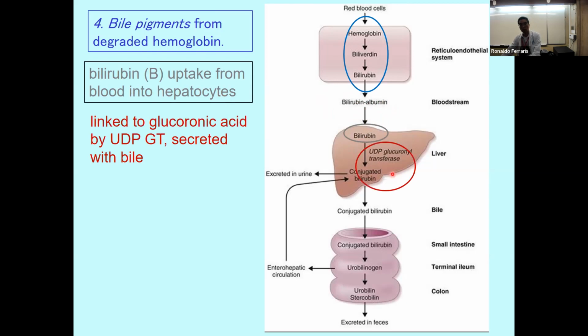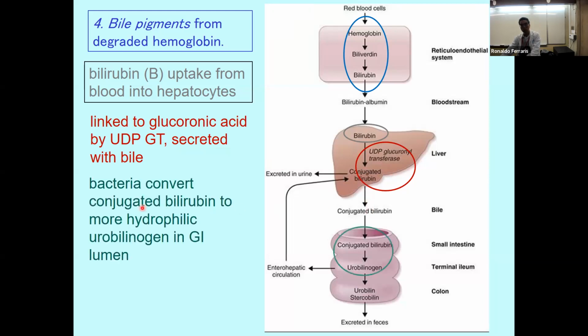And inside the hepatocytes, it is linked to glucuronic acid by this enzyme called UDP glucuronyl transferase, or UDP-GT for short. And then it's secreted along with bile. Once it's in the lumen, so this is now secreted, and this represents your small intestine. Inside here is your food side, outside here is your blood side.